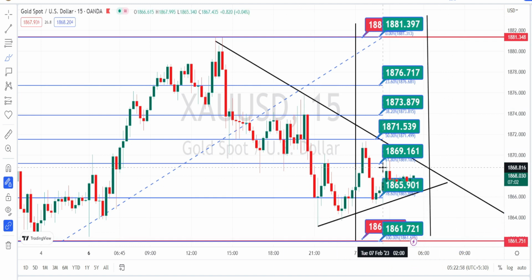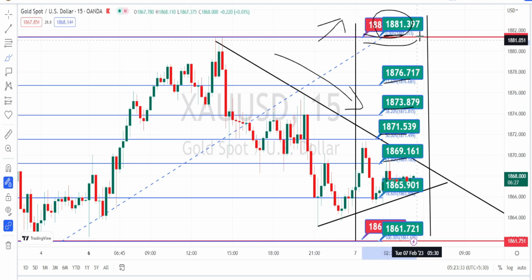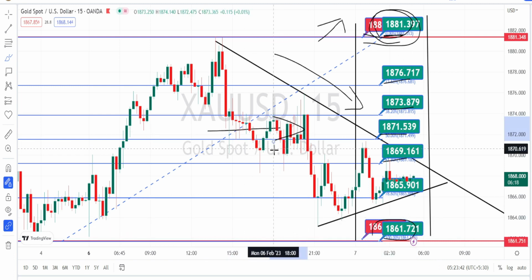And if the price action breaks the resistance level of 1869, next level of resistance is going to be around 1871, 1873, 1876 and 1881. Although the current price action is in a bearish trend, it is still consolidating within the higher time frame resistance level of 1881 and support level of 1861 and sideways price action.